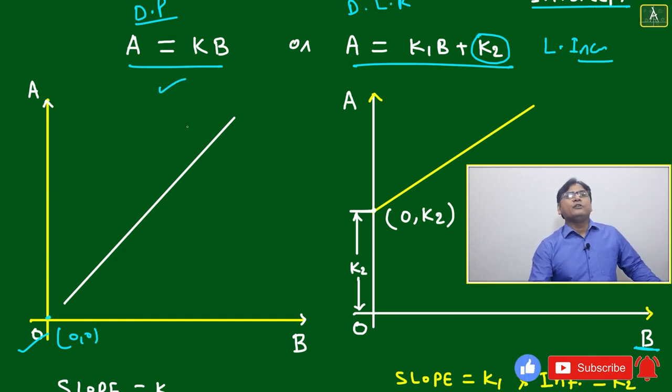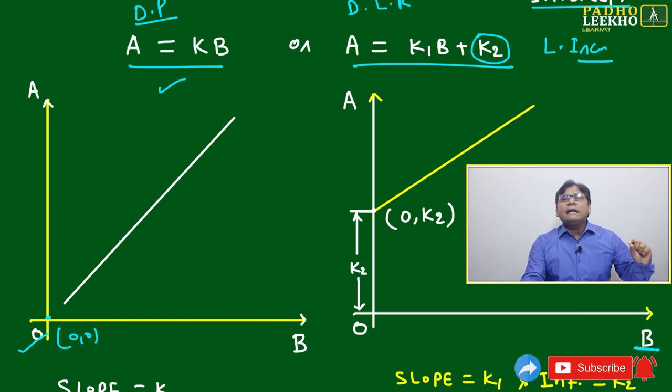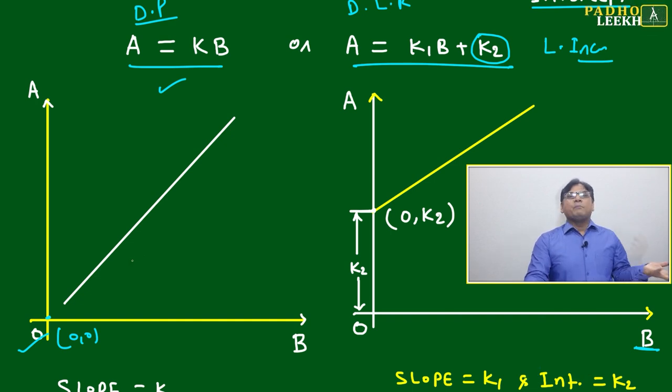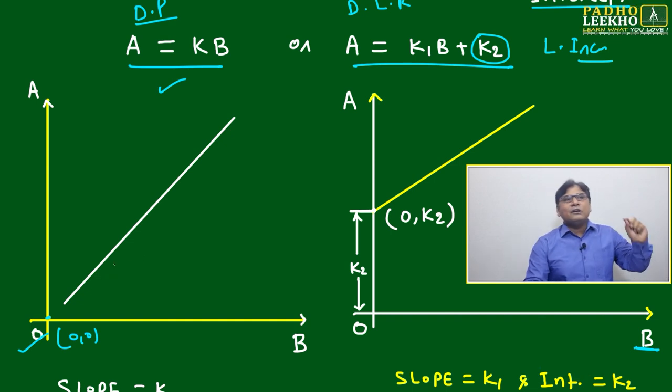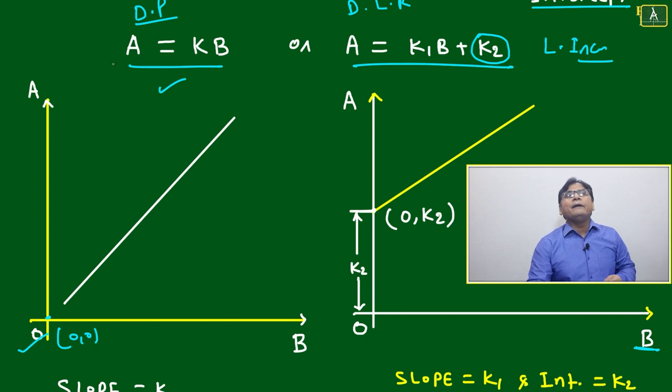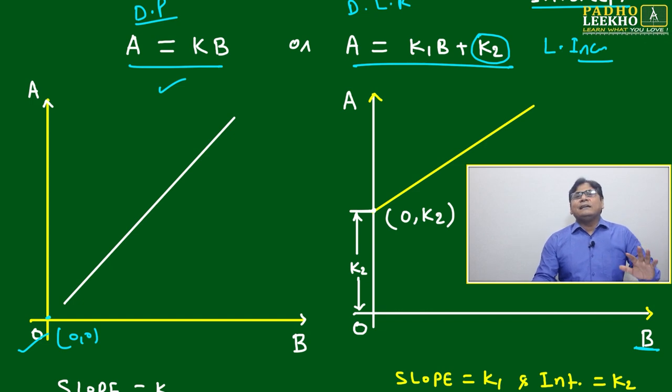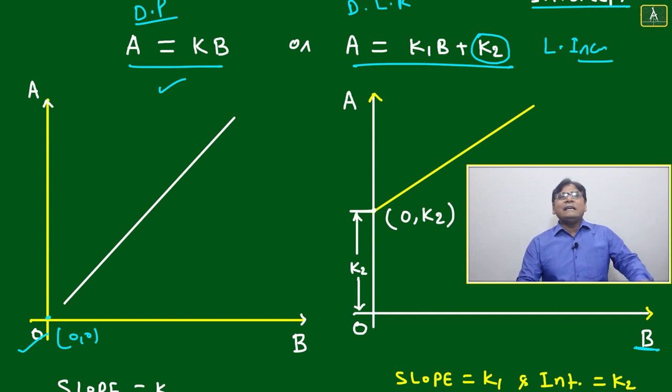Like A equal to K into B. Then direct proportionality will exist only when the graph is crossing the origin. Very simple. If you are drawing the graph or taking some values of A and B, if B equal to 0, A is also coming 0, then you can say it is directly proportional. If B equal to 0, A is not coming 0, then you can't say it is directly proportional, but you can say it is a linear relationship, or you can say it is linearly increasing.